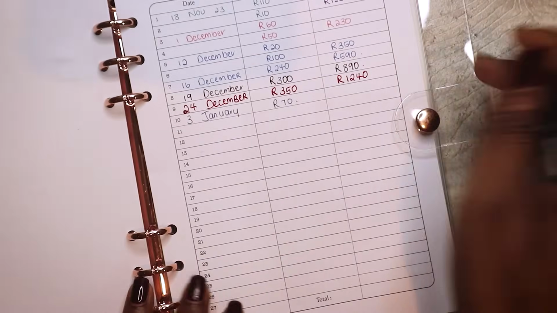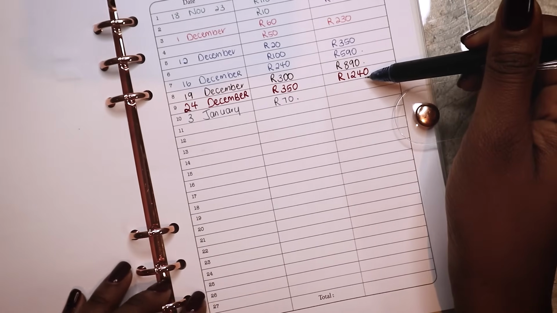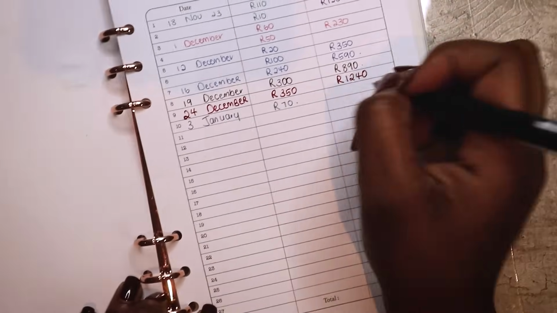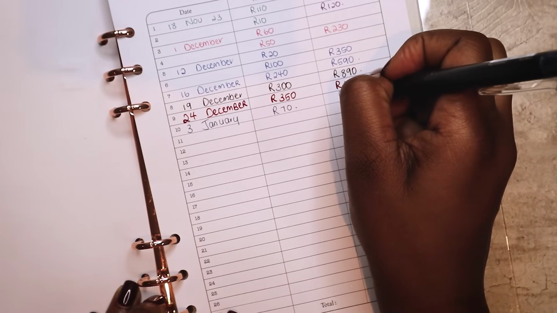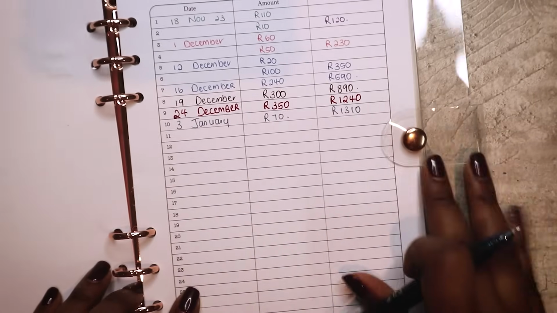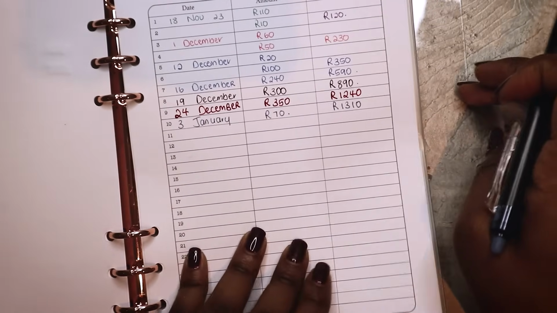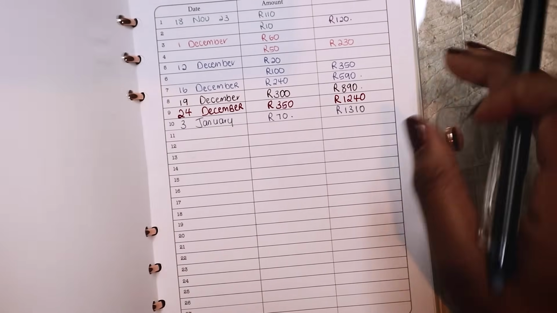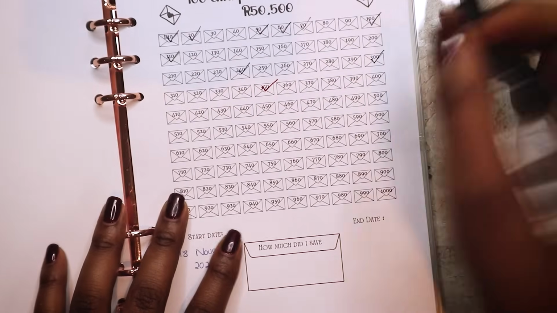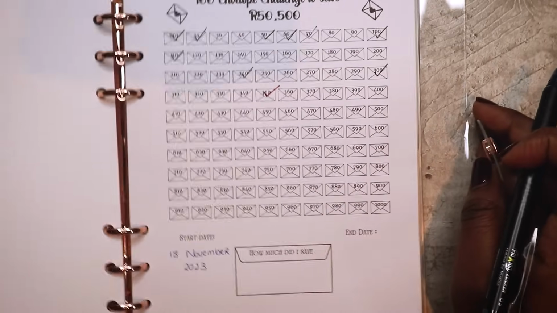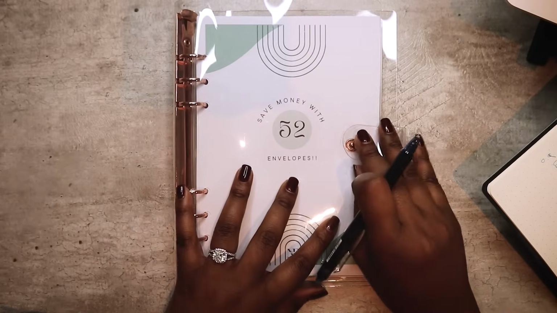70 Rand. So what is this? Plus 70, so it's going to be 1,310. So in total, 1,310 has been saved, and this is our 10th envelope. So now I'm going to tick this right here. That is done. And then I'll close this.